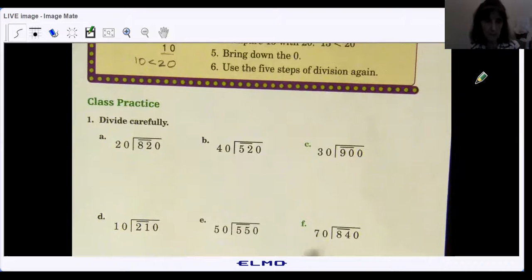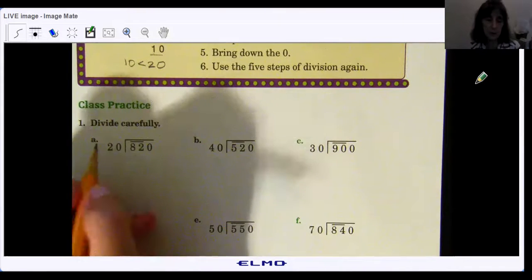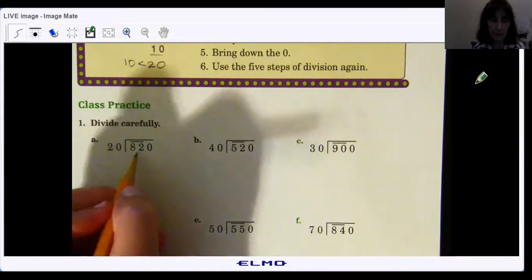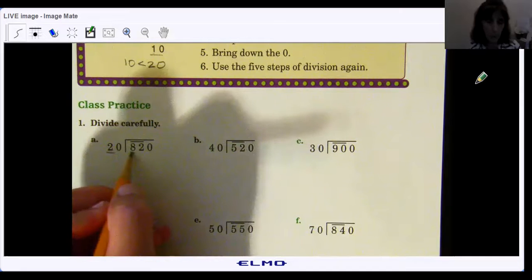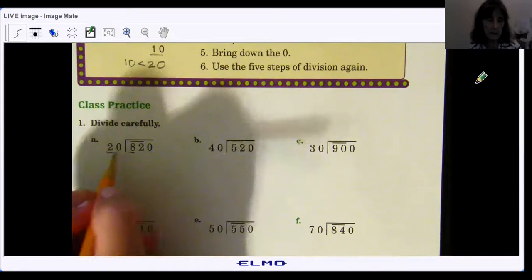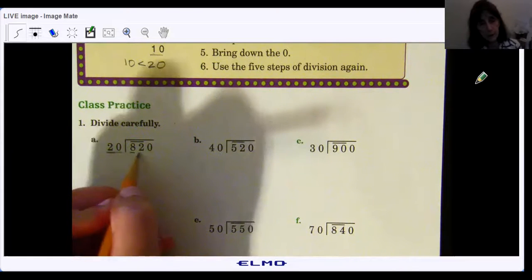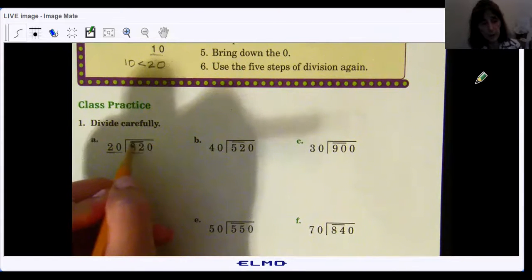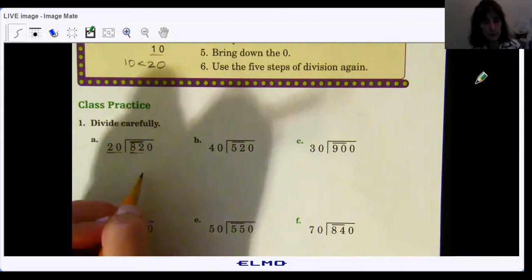Okay, let's practice. We have 20, and we're gonna divide 820 by 20. About how many 2s are in 8? Well, there's 4 2s in 8, right? So we're gonna divide 20 into 82. We're going to put a line over the 82 because 20 will not divide into 8. So we're going to do into the 82.